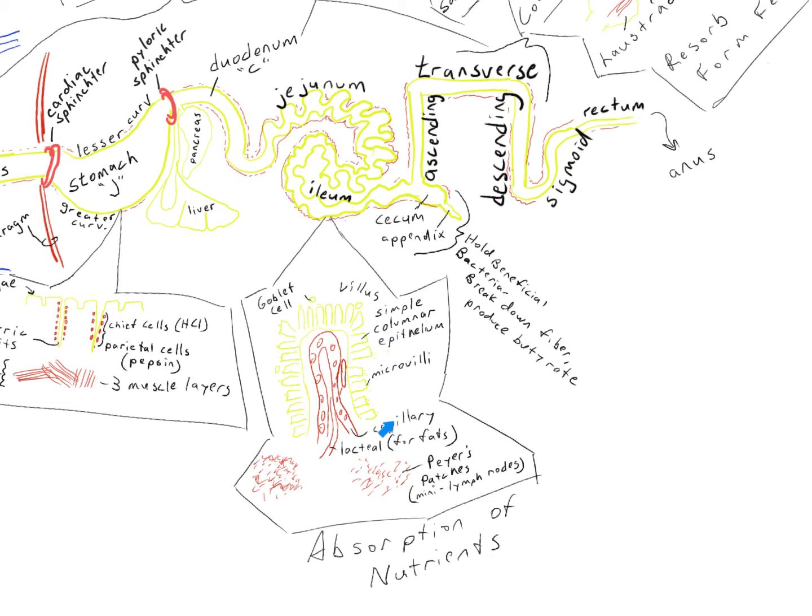Underlying this lining of the small intestines are going to be Peyer's patches, or mini lymph nodes, or immune regions, to help prevent any foreign invaders, any potential pathogens, from coming across the wall of the small intestines.